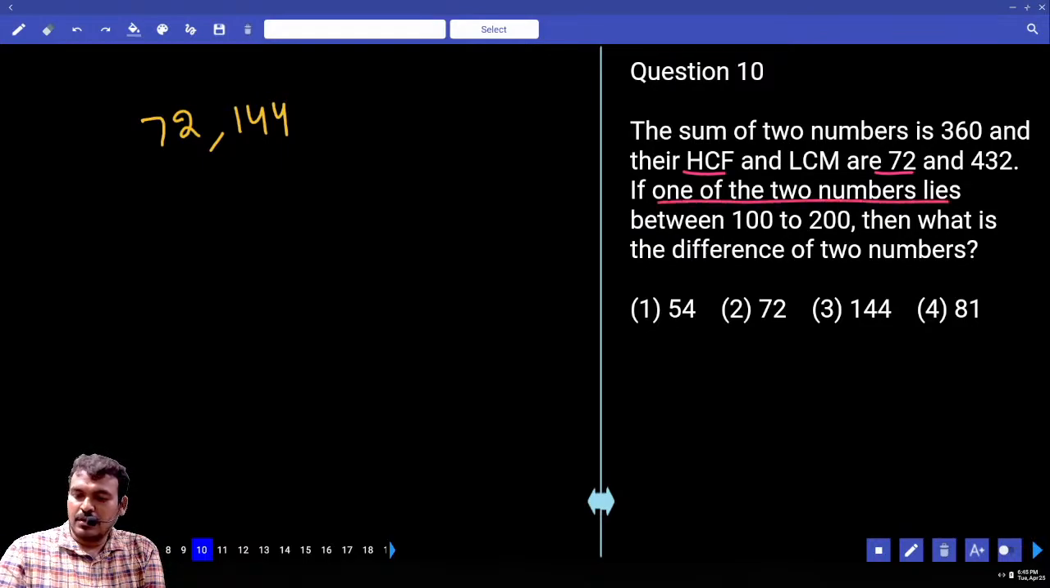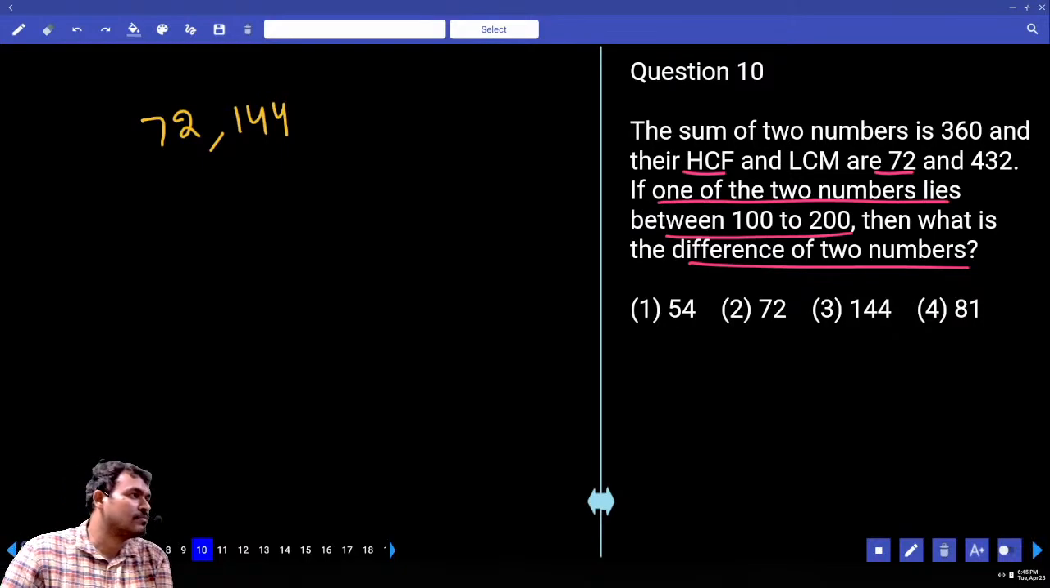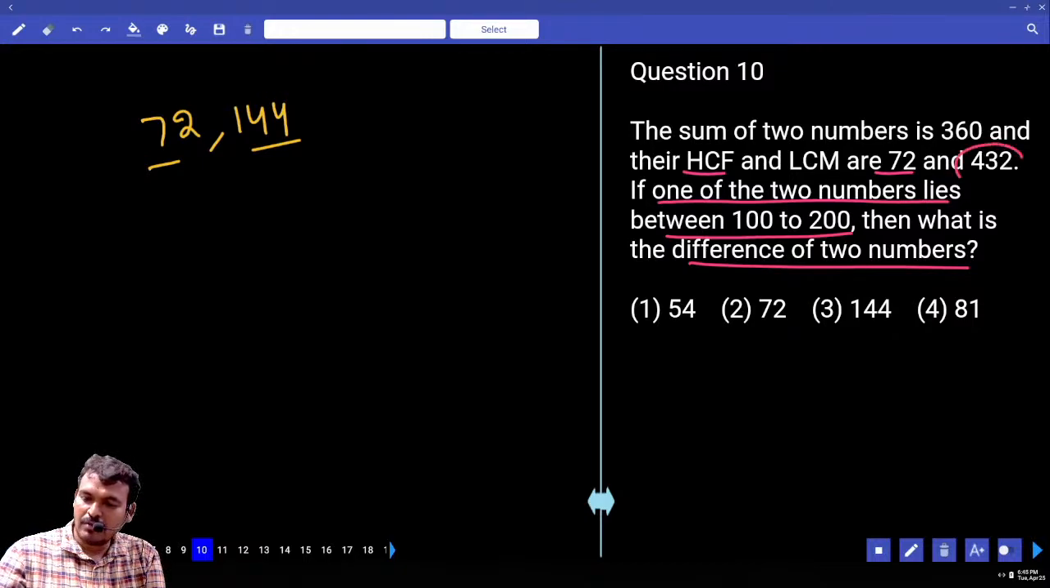If one of the two numbers lies between 100 to 200, then what is the difference between those two numbers? 72. What is the common factor of 72 and 144? 72. What is the LCM of 72 and 144? 144. Okay, what is the value given? 432. Sum of the two numbers must be how much?